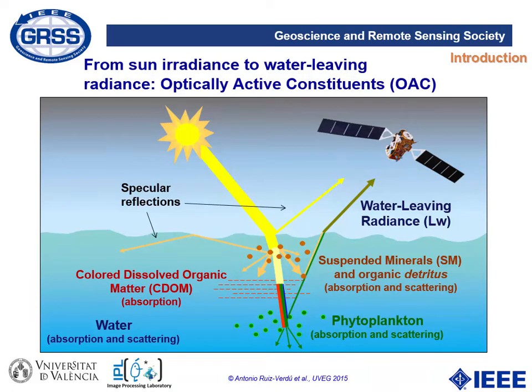But we have to take into account that in the observed radiance, there are other contributions that do not come from the interaction of the optical active constituents, but mainly they come from specular reflection of light in the interface of water and air. And those specular reflections can contaminate the signal, and therefore should be removed somehow in order to study the water leaving radiance by itself.